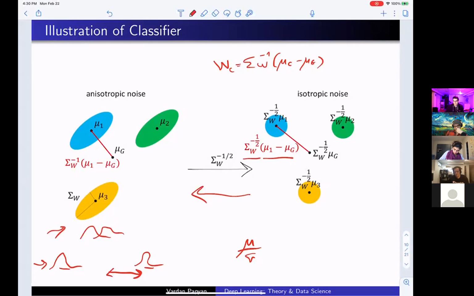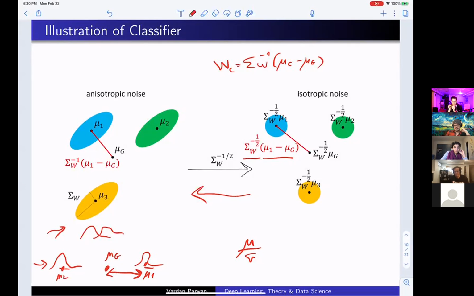Is that the mean between two bumps? So maybe I should clarify. Thanks for the question. Basically, here you have the global mean. So this is mu g. And here you have the class mean. So that would be like mu1. And this would be mu2, right?